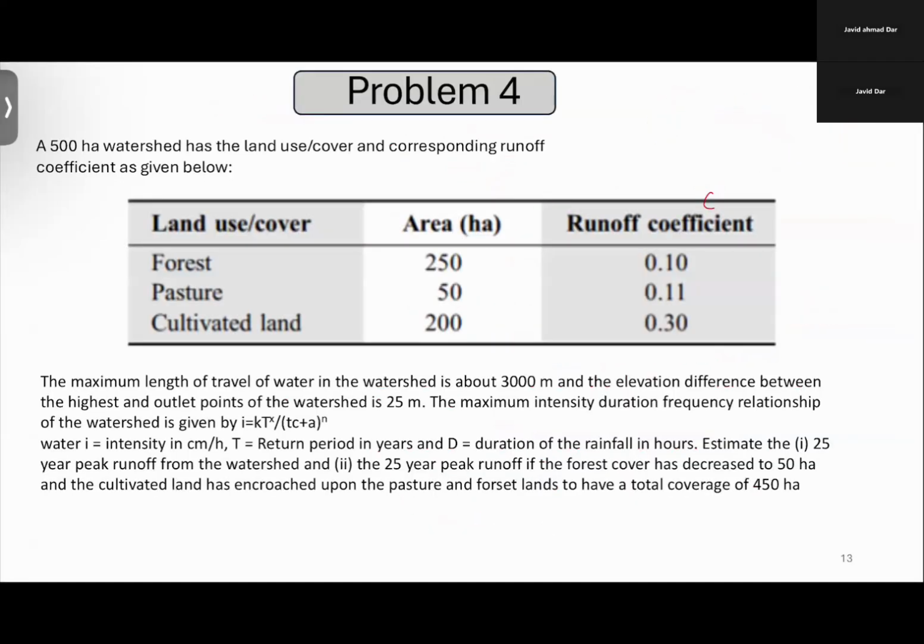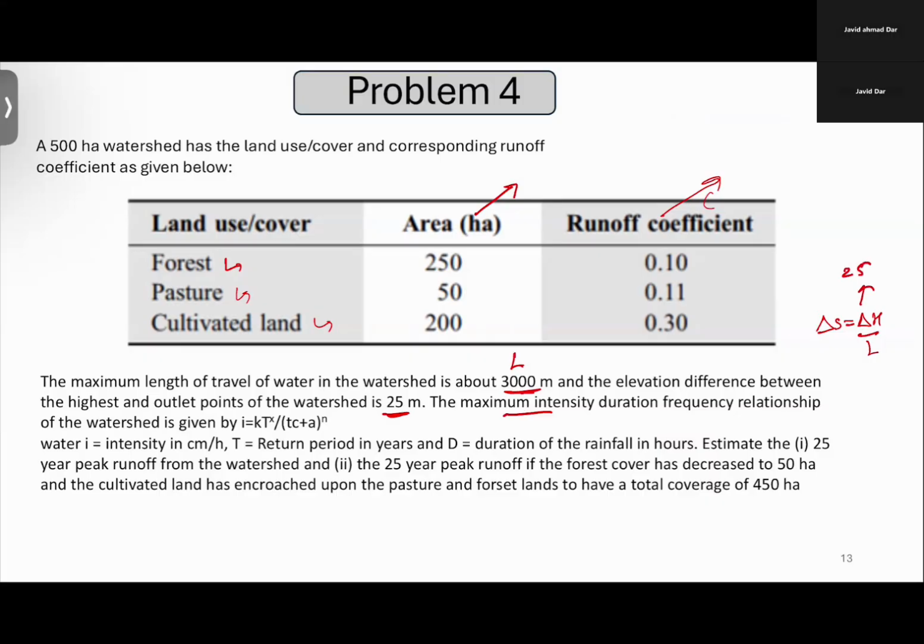Now we can go to problem number 4. In this problem, you are given a 500 hectare watershed whose land use and corresponding runoff coefficients are given here. This is your area and these are your runoff coefficients. It includes forest, pasture, and cultivated land. The maximum length of the water flow in the watershed is given as 3000 meter, which is L, and the elevation difference between the highest and outlet point in the watershed is 25. So del S, if I write, is del H upon L, and del H is given as 25.